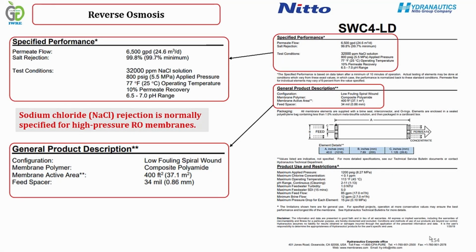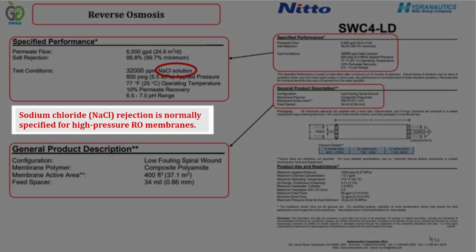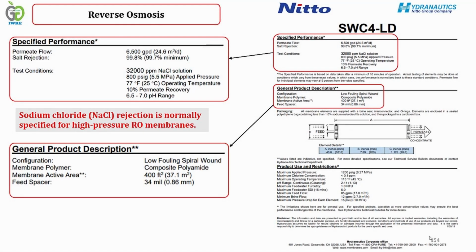For example, this module has a permeate flow of 24.6 cubic meters per day with a 99.7% salt rejection. In the test condition, you can see the sodium chloride solution. Sodium chloride rejection is normally specified for high pressure reverse osmosis membranes, while magnesium sulfate rejection is often specified for nanofiltration or low pressure reverse osmosis membranes. Membrane active area is also given in the general product description, which for this module is 37.1 square meters.